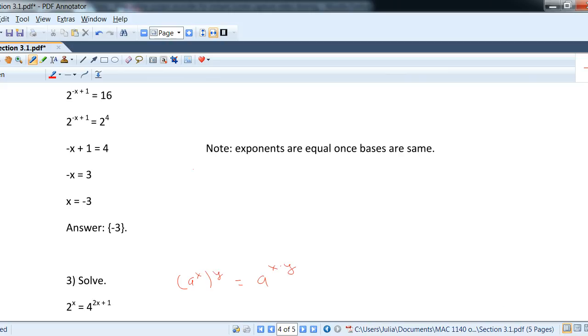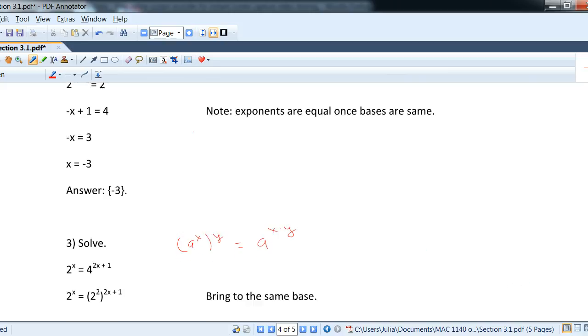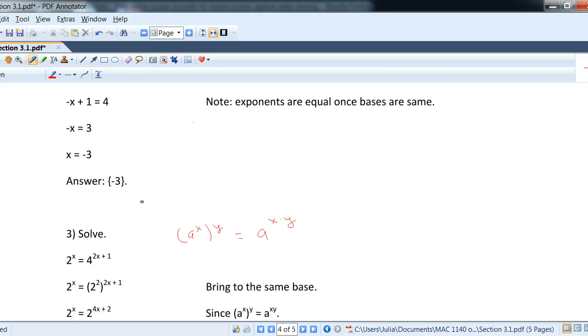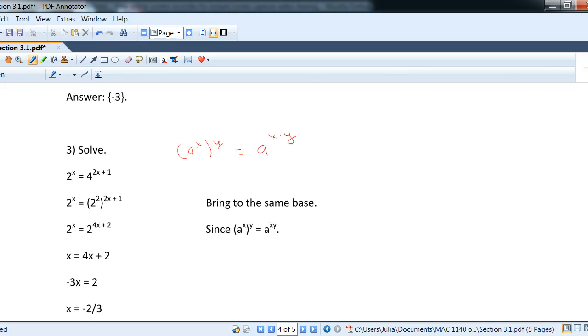So if we set this up correctly, we bring it to the same base, and then the next step, we can distribute the 2 based on the rule. So we're going to have 4x plus 2 on the right hand side. So we basically distribute the exponent, and then we proceed as usual. We set the two exponents equal to each other and we solve for x. And we proceed to find the answer, which happens to be negative 2/3. And that's it.